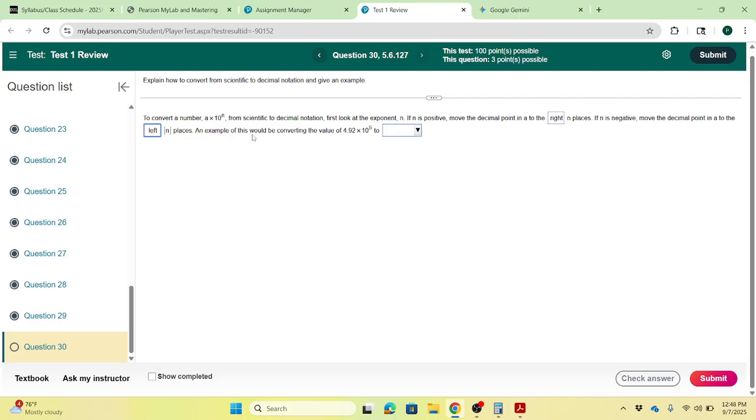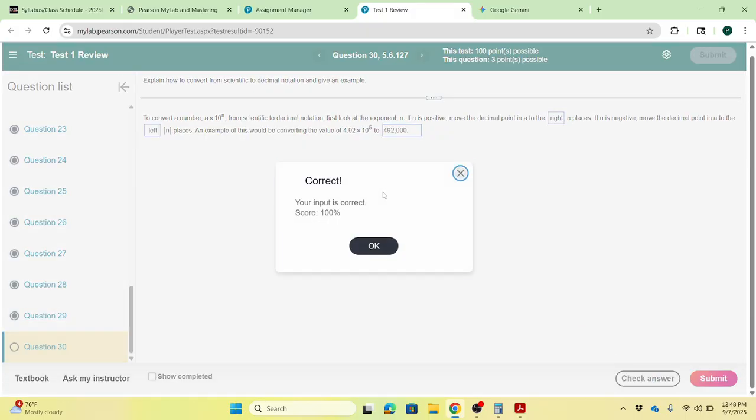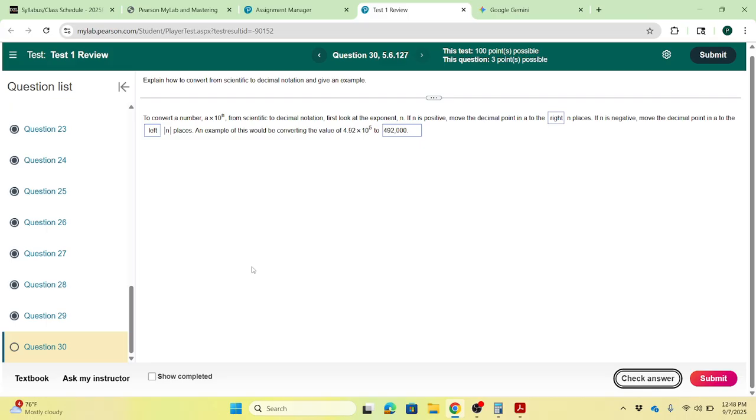An example of this would be converting this value, because the exponent is positive, so you have to move this decimal to the right side 5 times, 1, 2, and there are no more digits, so you have to add extra zeros, which is 3 more zeros. So this would be your answer. Okay, that's your test 1 review.